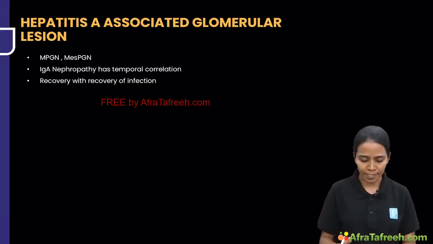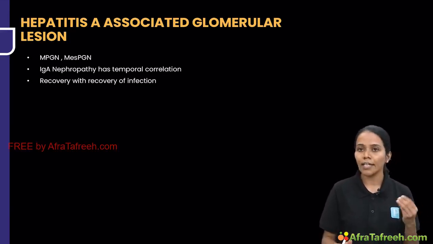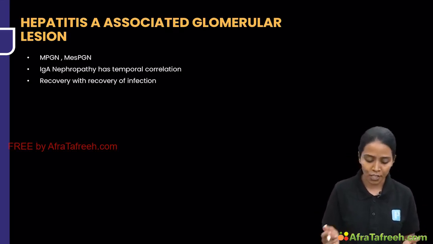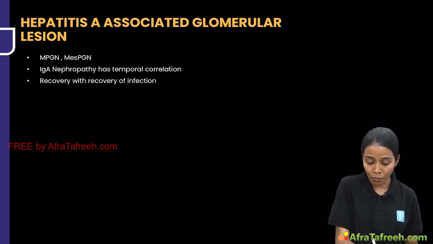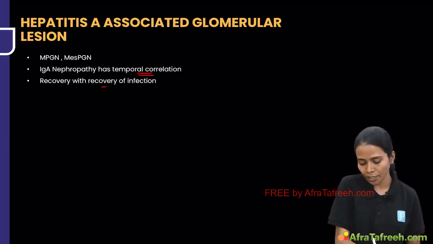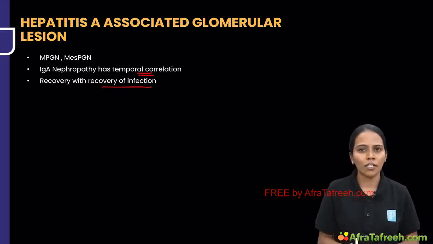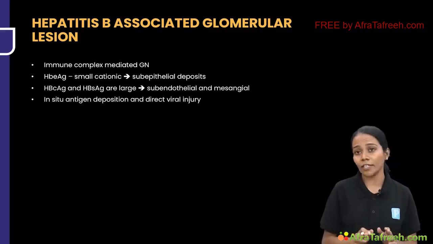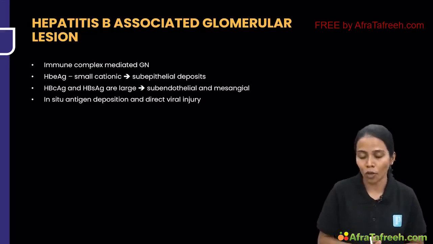Next, coming to the viruses. First is hepatitis A. It can cause mesangial proliferation or membranoproliferation. IgA nephropathy has a temporal correlation with hepatitis A, and recovery occurs with recovery of infection. This is generally not asked in exams till now, so you don't have to worry. The important one is hepatitis B associated glomerulonephritis.